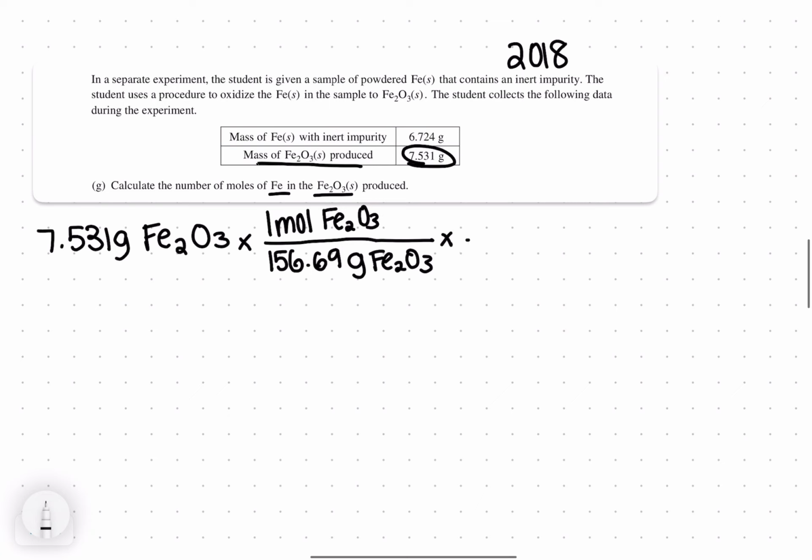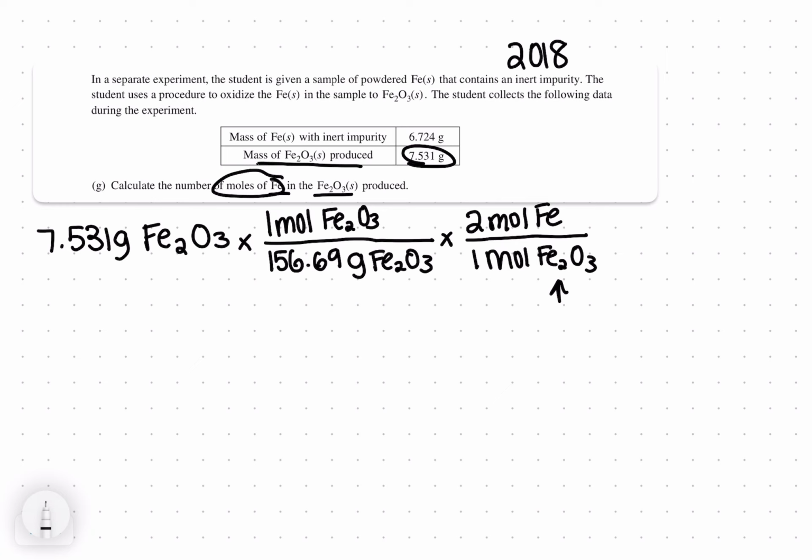Then, now we're trying to get it into moles of Fe. So looking at Fe2O3, in 1 mole of Fe2O3, how many moles of Fe are there? Well, looking in 1 mole, we see 2 moles of Fe. So you're just looking at that subscript, and that is the exact units that we want our final answer to be in.